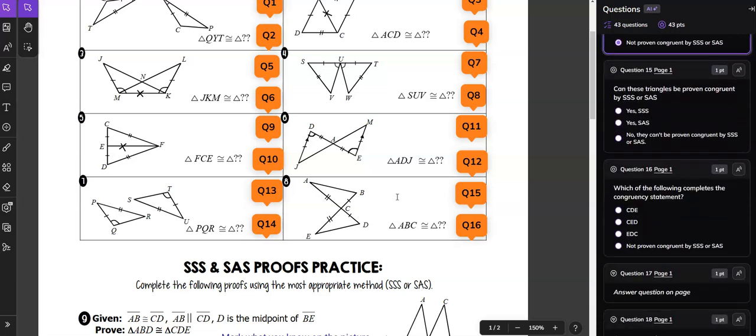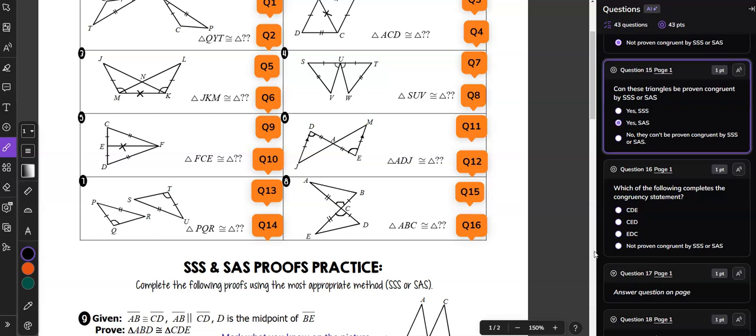All right, number 8. We are given two sides, BC and CD, and AC and CE. And then, of course, we can deduce that ACB and ECD are congruent because they are vertical angles. So this is a side angle side. ABC is going to give me EDC.